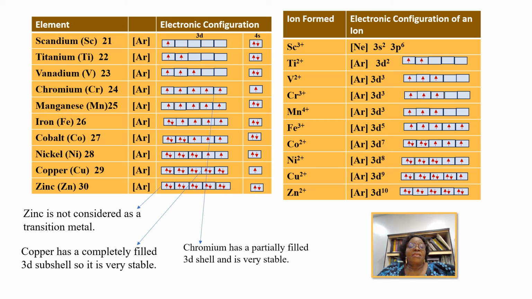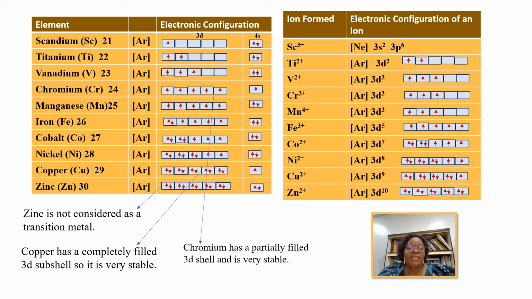We'll look at the transition elements now and their electronic configuration. Starting from scandium, atomic number 21, it has a filled argon core, and then it has one electron in the d subshell and two electrons in the filled s subshell. We know that the s subshell is always filled before the d orbitals. Titanium, vanadium, up to zinc.